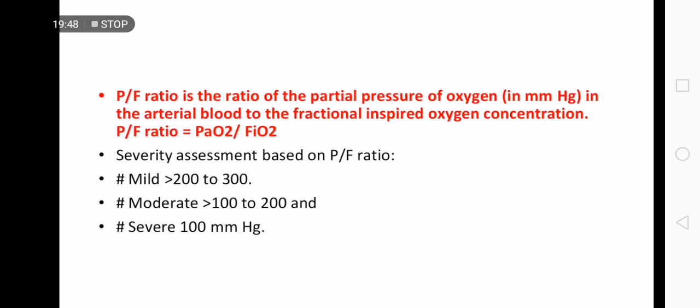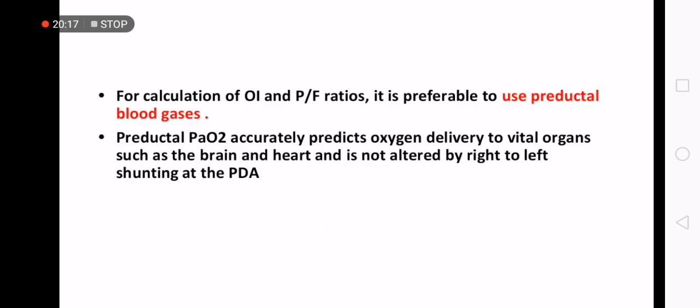Another category of assessment is the P/F ratio, which is the ratio of the partial pressure of oxygen in the arterial blood to the fractional inspired oxygen concentration. Severity assessment based on the P/F ratio: mild is more than 200 to 300, moderate is more than 100 to 200, and severe is 100 millimeters of mercury.